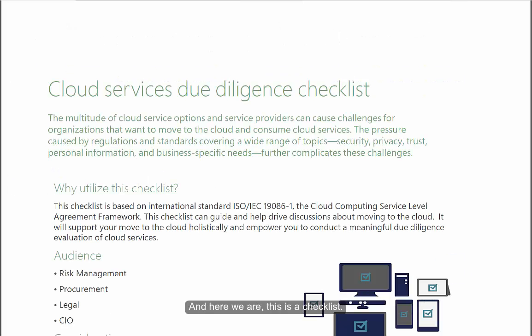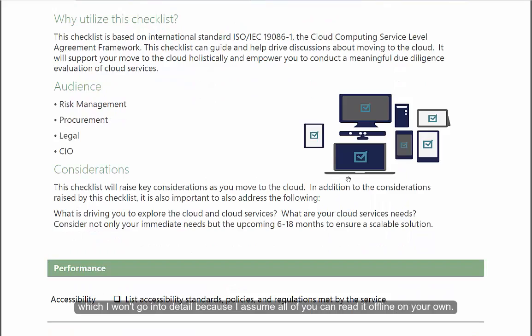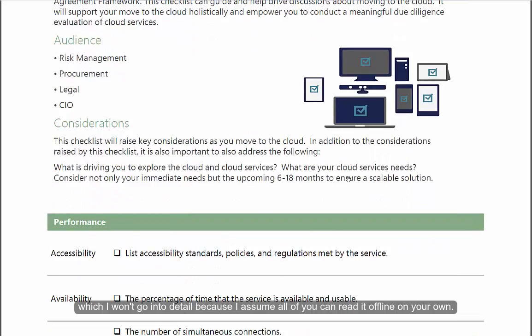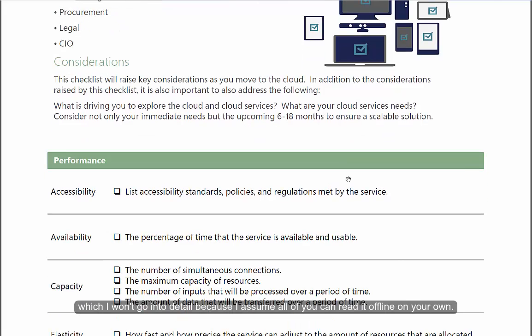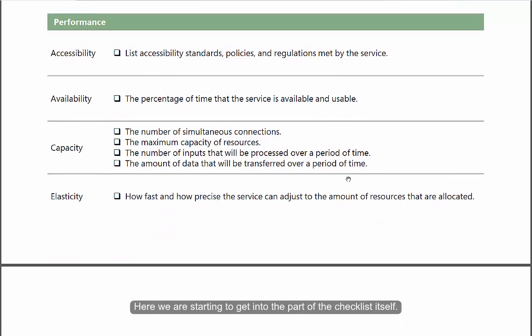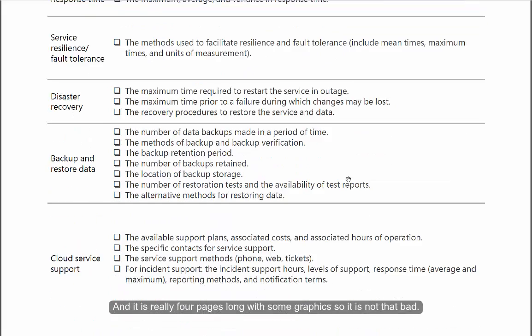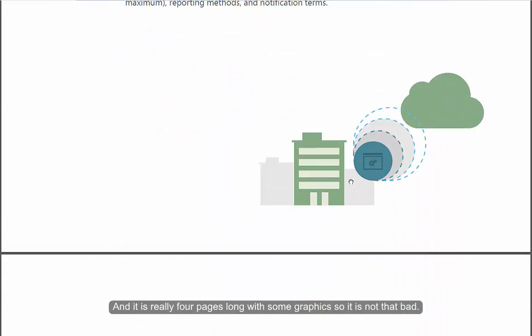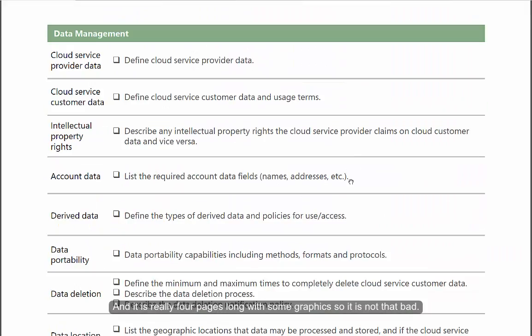And here we are. This is the checklist. We're starting with a little intro up front, which I won't go into detail because I assume all of you can read it offline on your own. Here we are starting to get into the part of the checklist itself, and it is really 4 pages long with some graphics, so it's not that bad. So what I'll do is I'll just try to break it down into two main categories.